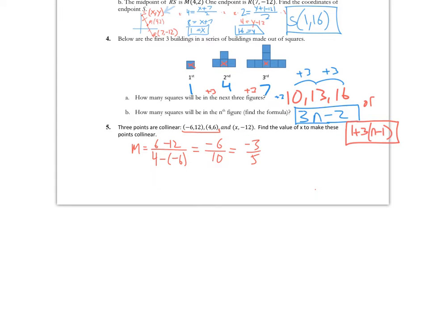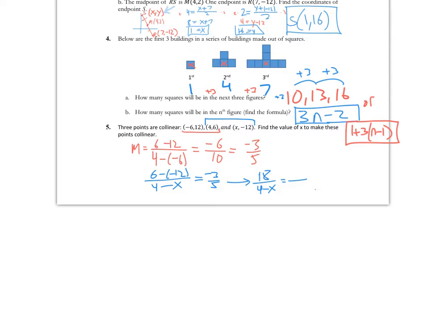Now, if we look at these other 2 points here, we know the slope. Let's find the slope there. We have 6 minus negative 12 all over 4 minus x. So that has to be negative 3/5. And that's the key. So these slopes have to be the same. Well, let's clean this up a little bit here. So this is 6 plus 12, which is 18. All over 4 minus x.